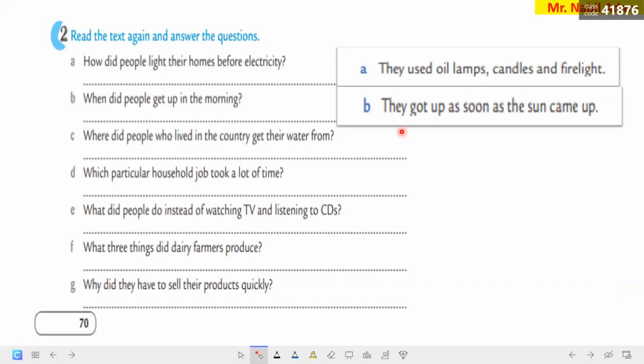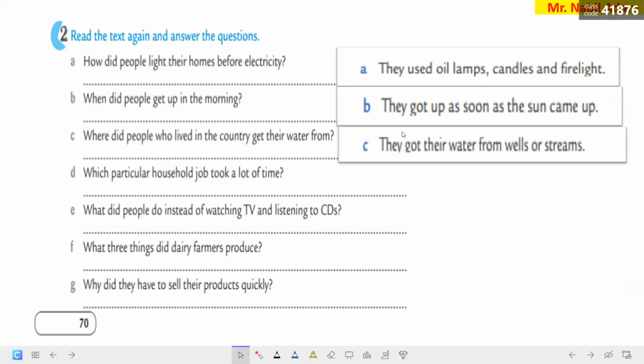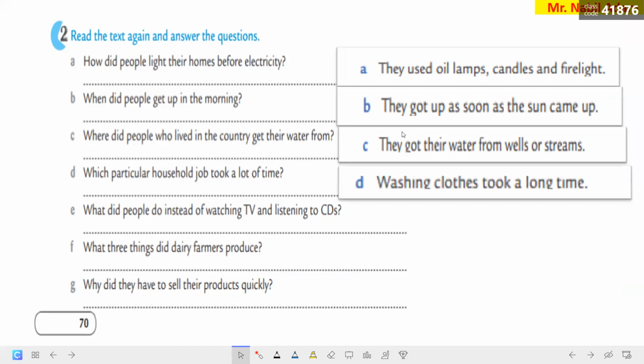Where did people who lived in the country get their water from? You are talking about the place. People who lived in the country got their water from wells or streams. Which household job took a lot of time? Washing clothes. Washing clothes took a long time.